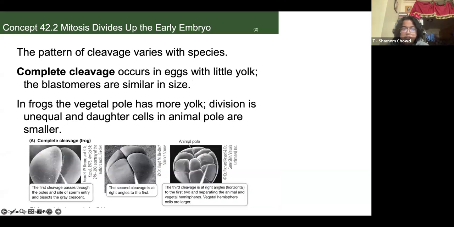And then there's different types of cleavage that occur. Humans, and I'm assuming frogs, undergo complete cleavage, where there's actual clear divisions throughout the blastula.